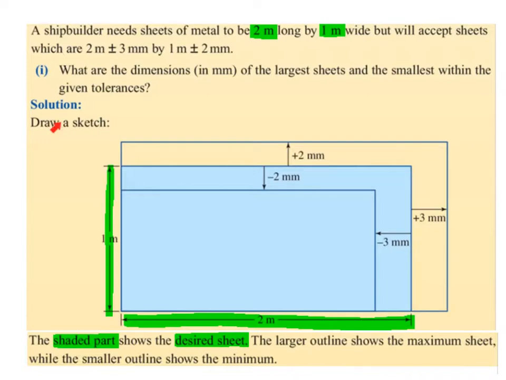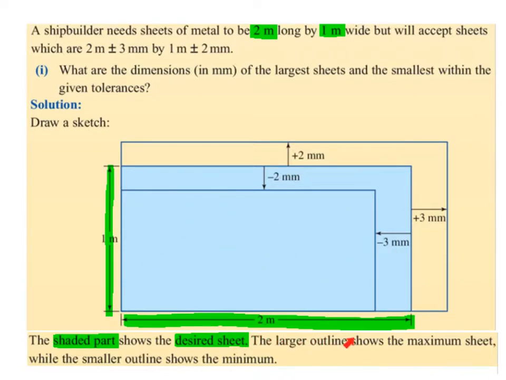So to help us out, we're going to draw a sketch. So the blue shaded rectangle is 1 meter by 2 meters. Now obviously this is not to scale. So this is what the shipbuilder needs. He needs metal 2 meters by 1 meter. So the blue rectangle is what he wants. So the shaded part shows the desired sheet.